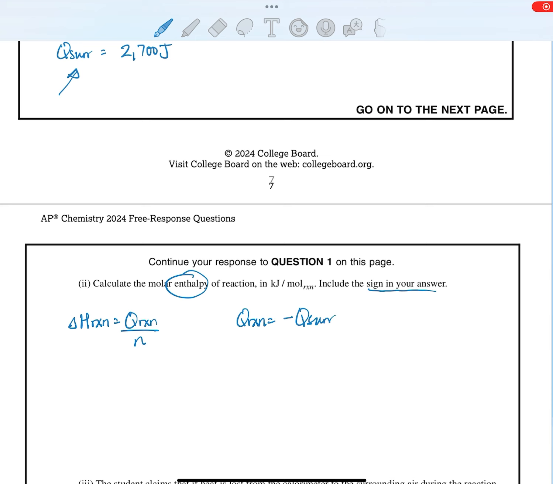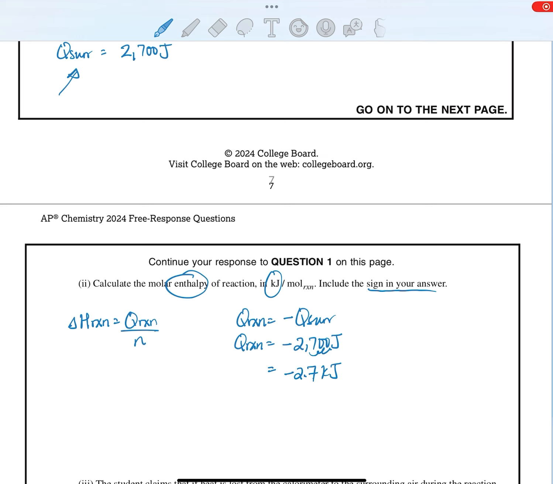That if the surrounding gained 2,700 joules, the reaction lost 2,700 joules. So Q reaction equals negative Q surr, which means that Q of reaction equals negative 2,700 joules. But I'm going to change it to kilojoules because my final answer and my standard unit is kilojoules per mole. So I move the decimal here, 1, 2, 3: negative 2.7 kilojoules.